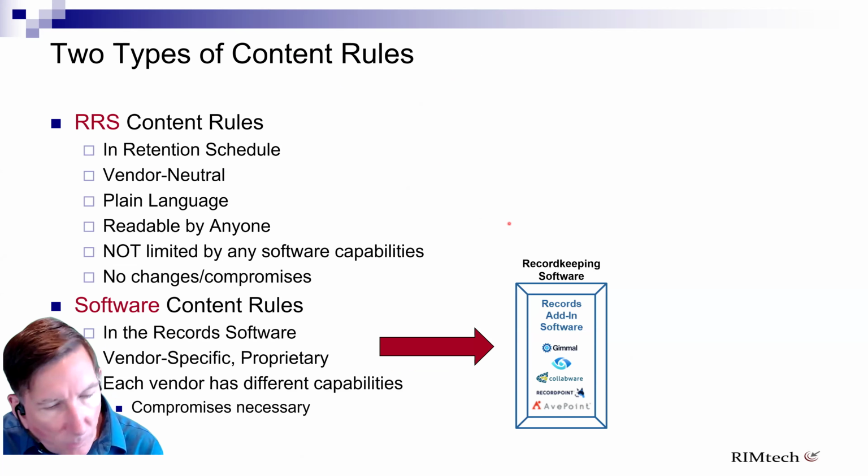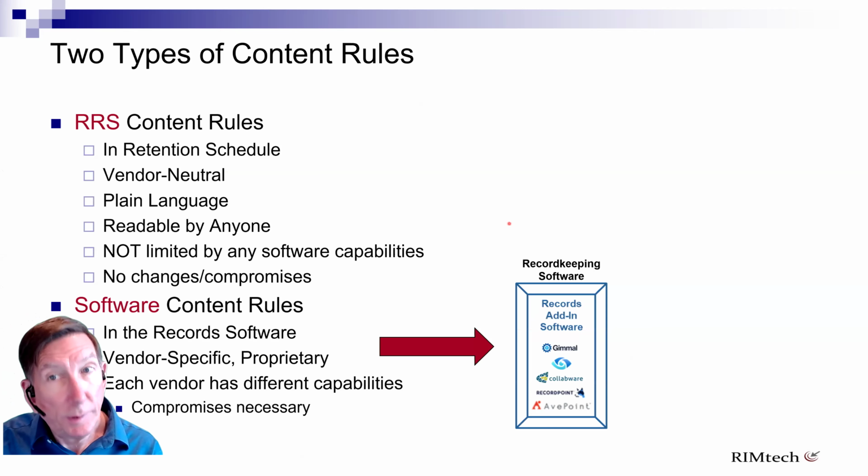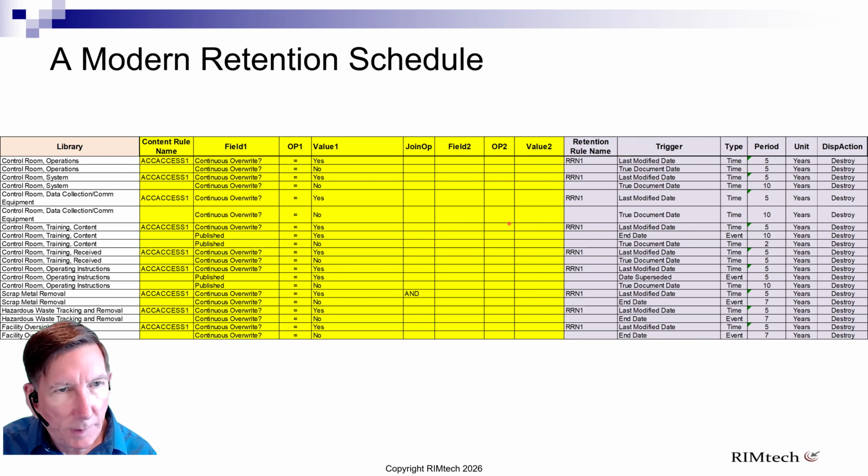Now, as if that weren't enough, you have to build two sets of content rules. This set is English, plain English. Anyone can read them, anyone can understand them, and they will never change because those are the rules you set for your organization. Fair enough.